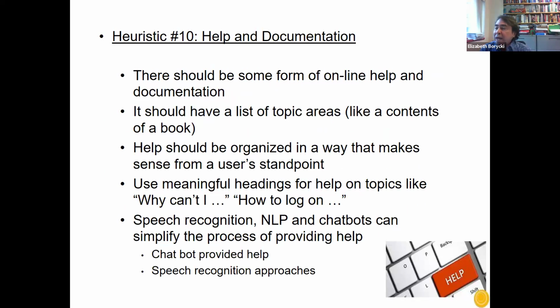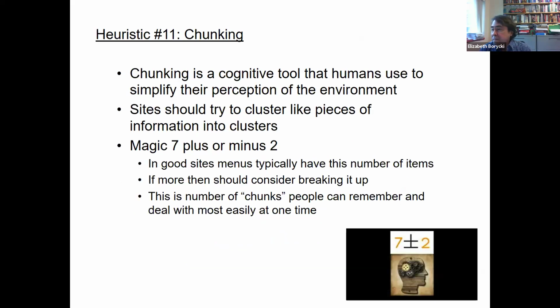This would be a no-brainer, heuristic 10, help and documentation, but I've seen many systems with no online help, or with online help that is not particularly helpful or context sensitive. In traditional help, you could have information organized by topics: how can I do something? And there are many more opportunities now with speech recognition, natural language processing, and chatbots for help while using a system.